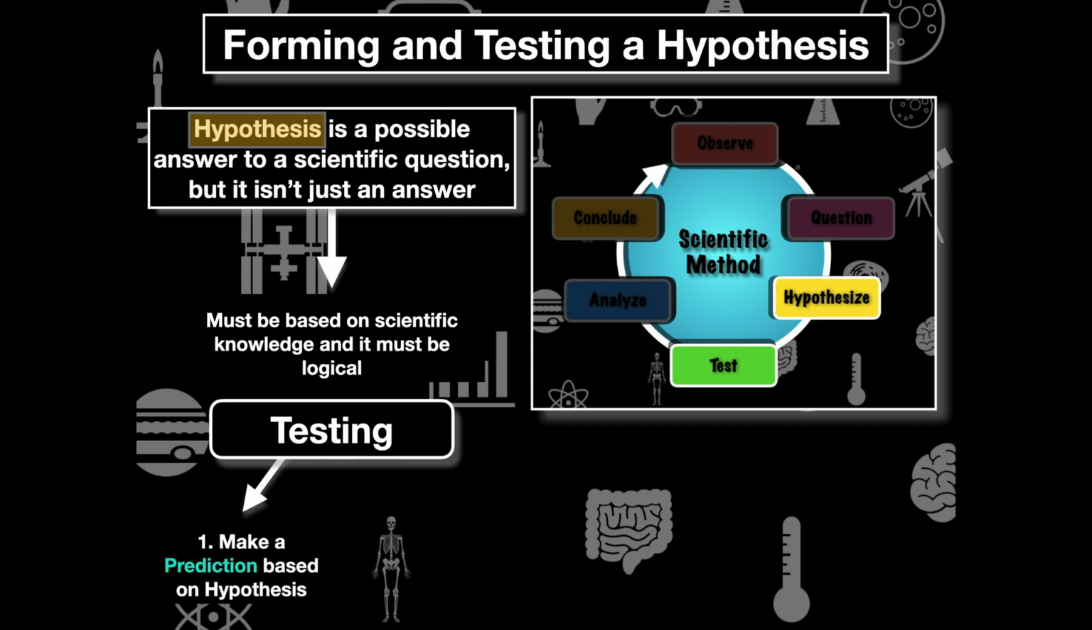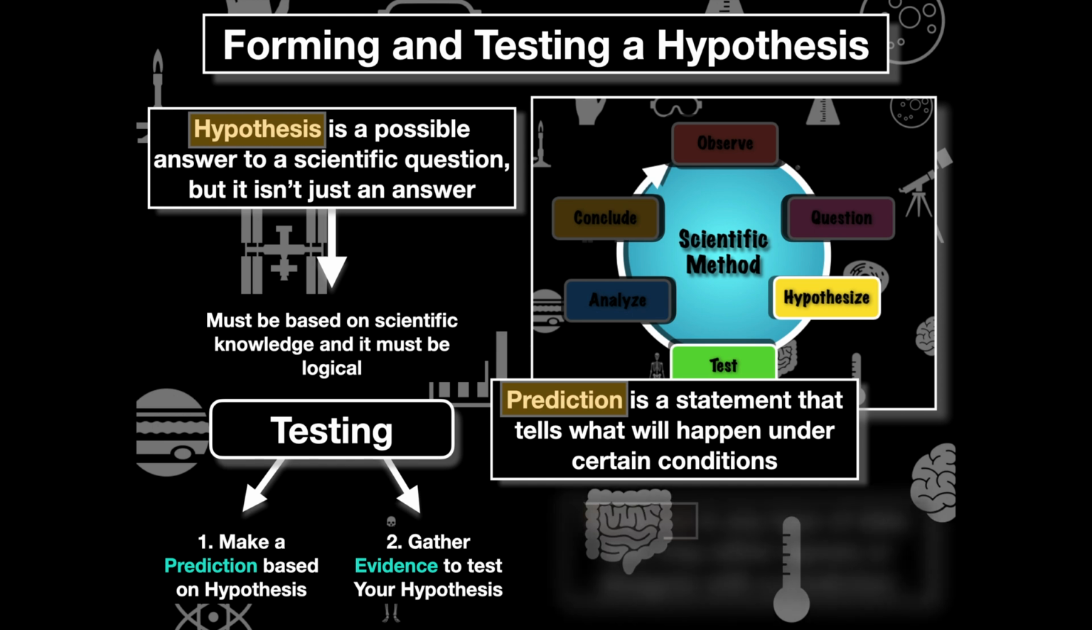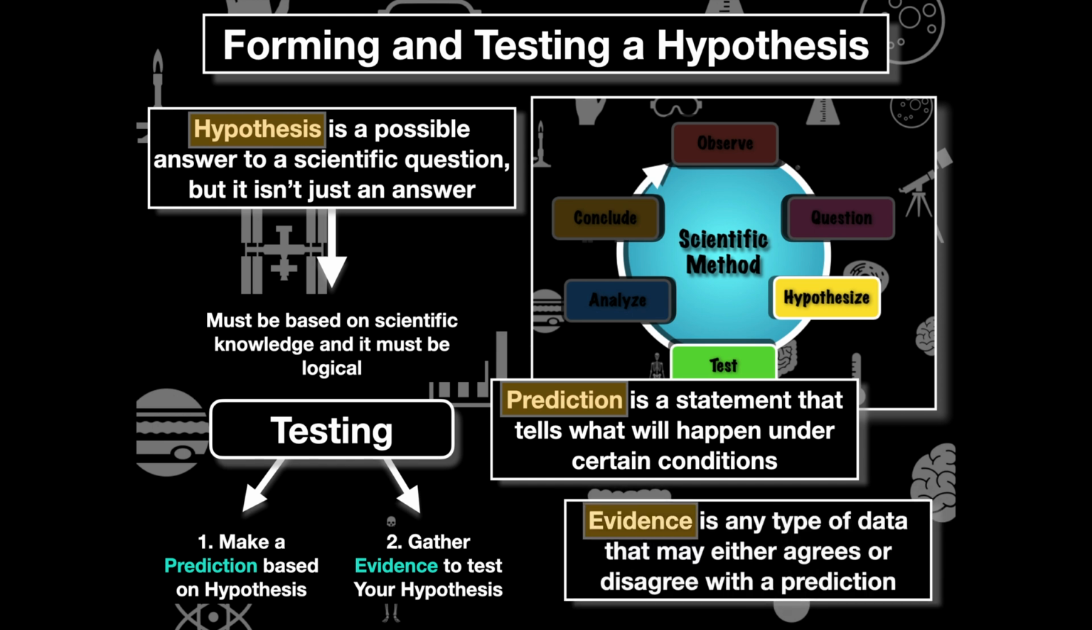So one, we're going to make a prediction based on a hypothesis. A prediction is just a statement that tells what will happen under certain conditions. And then we're going to gather evidence to test the hypothesis. Evidence is any type of data that either agrees or disagrees with our prediction or our hypothesis. It can be numbers, it can be data, quantitative, or it can be qualitative, and we'll discuss that in class.